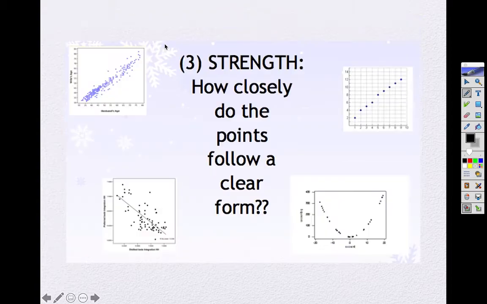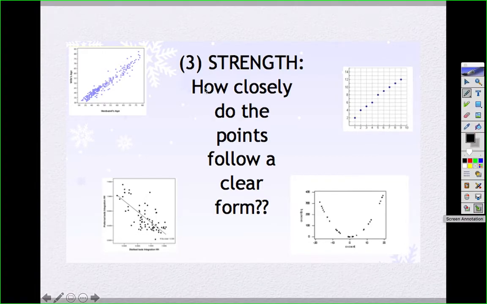The last one: form, direction, strength. We'll talk about outliers later, but they're very obvious. Outliers are something far away from the rest. Strength is how closely the points follow a clear form. Since we're really only dealing with linear, I'm not even going to talk about this one. But what you can see here is how close to these points can you envision a line? Can you envision this line?